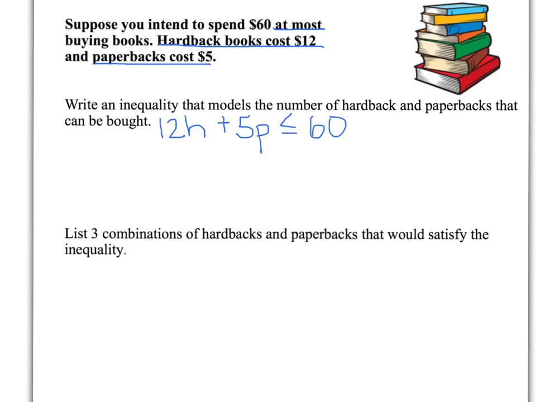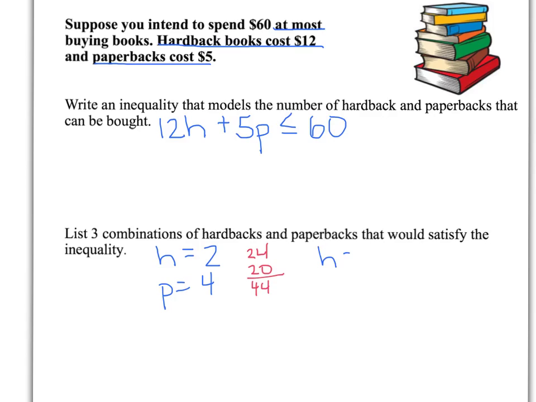Now the next question says, list 3 combinations of hardbacks and paperbacks that would satisfy the inequality. So there's a whole bunch of different combinations that we could come up with. Here's a few that I could write down. I could buy 2 hardbacks, and I could buy, let's say, 4 paperbacks. That would mean that on hardbacks I spent $24, and on paperbacks I spent $20. So I spent $44. That is less than $60, so that works.